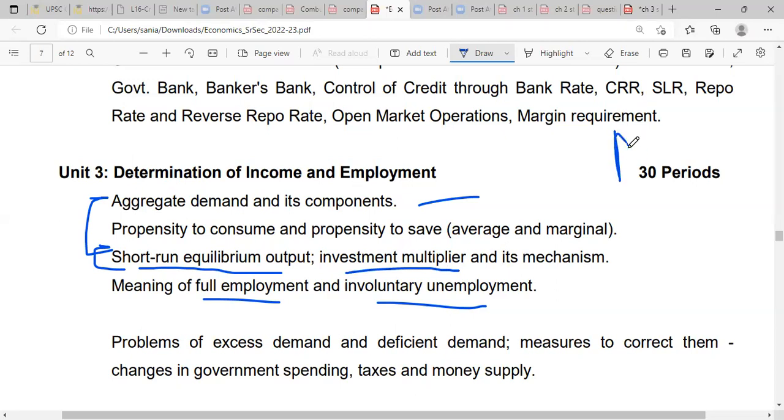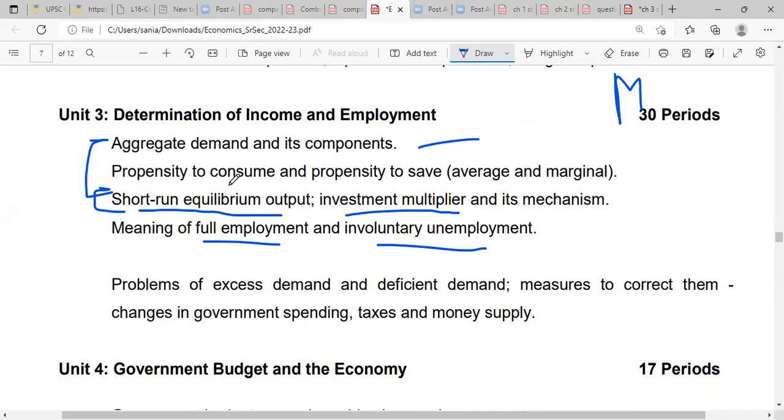We did the money multiplier, right? Similarly, it is the investment multiplier as well. Same process, so we'll be doing that. Today we'll finish the equilibrium portion, and in the next class we'll do the multiplier, and then in the class after that, the problem of excess demand and deficit demand and how we're going to correct it. Okay, so let's just start.